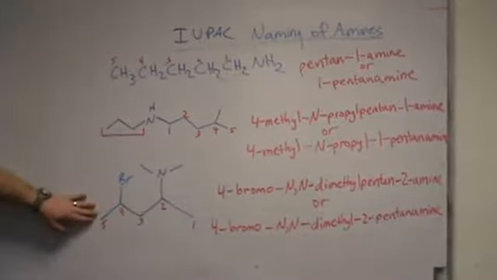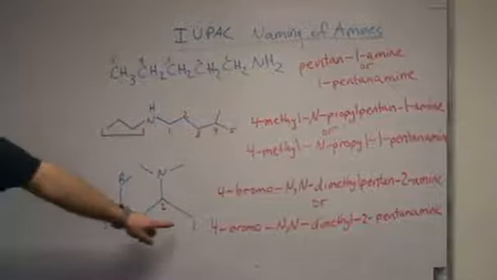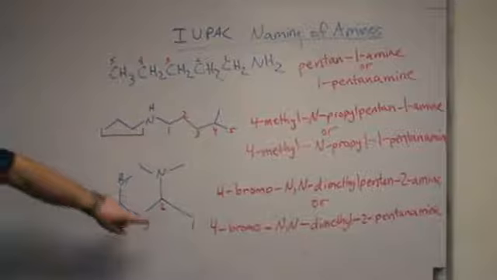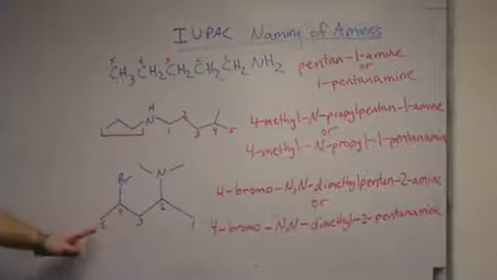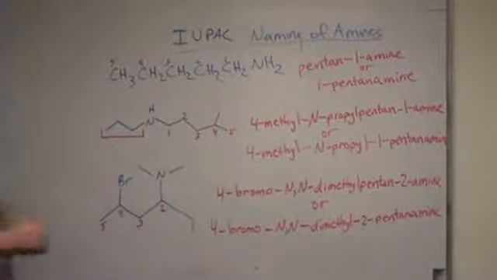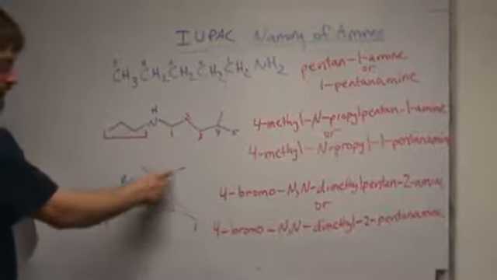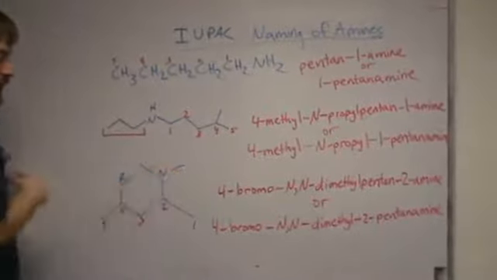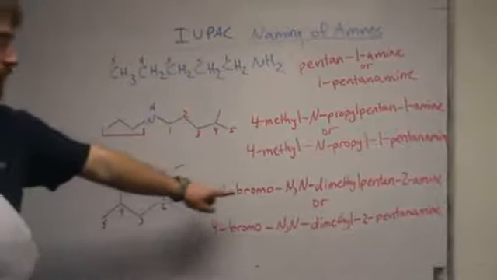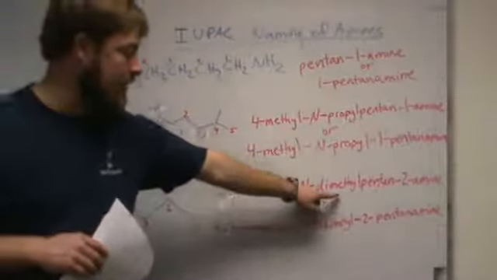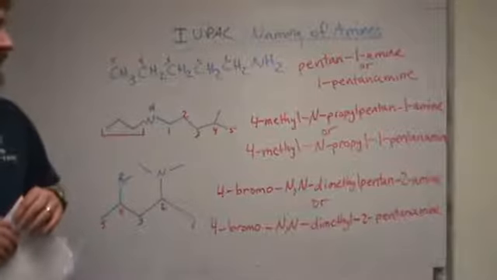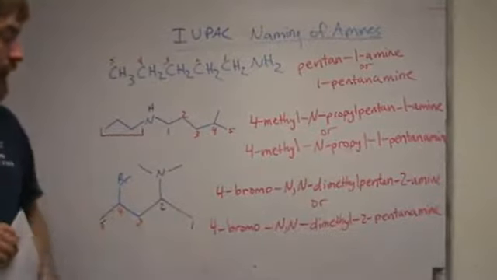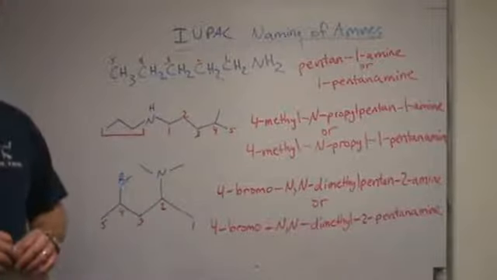Finally, this tertiary example, I start my numbering here because my amine gets priority over the bromine. So it's 1, 2, 3, 4, 5. I got 4-bromo, and then at the N position, I've got 2 methyls. So it's got to be an N-methyl here and an N-methyl here. So it's 4-bromo, N,N-dimethyl, because there's 2, pentan-2-amine, or 4-bromo-N,N-dimethyl-2-pentanamine.